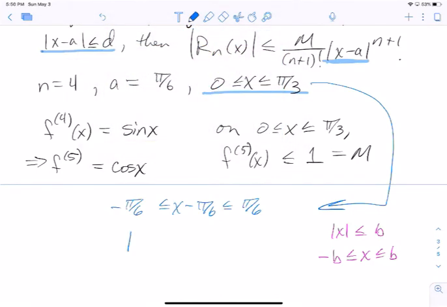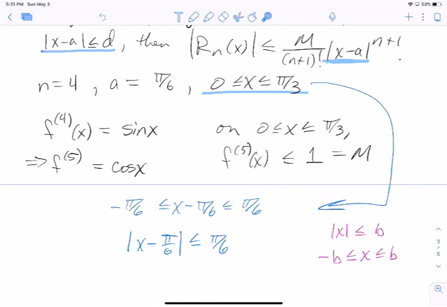Therefore, we can say that the absolute value of x minus pi over 6 is less than or equal to pi over 6. I'd like to point out that the pi over 6 inside of the absolute value is because a was pi over 6. The pi over 6 on the right-hand side of the inequality is a coincidence that it matches a, because it was the result of subtracting from all three parts of this original inequality.